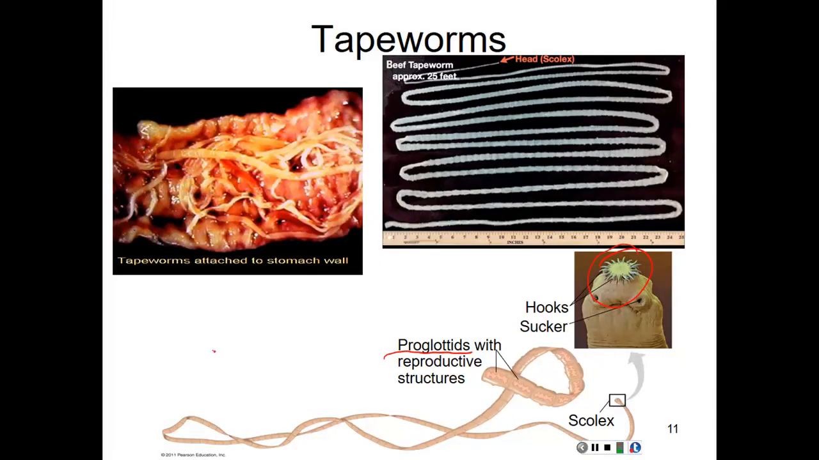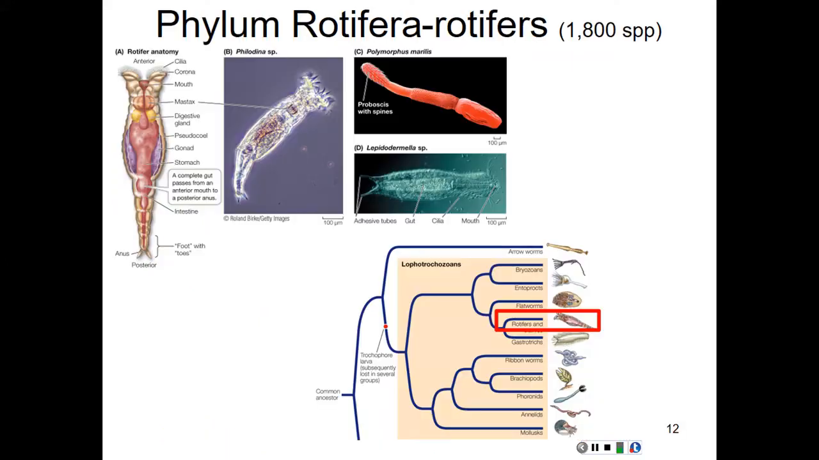So here we have some tapeworms attached to a stomach wall. Here we have a beef tapeworm. So the intermediate host would be a cow, and then you would get this from eating undercooked beef that is 25 feet long. Okay, so just think about this, or don't. Maybe I'm ruining your hamburgers for life, but it exists. It can happen. Okay.